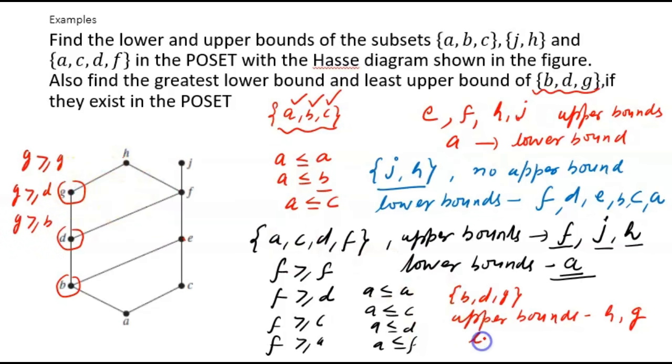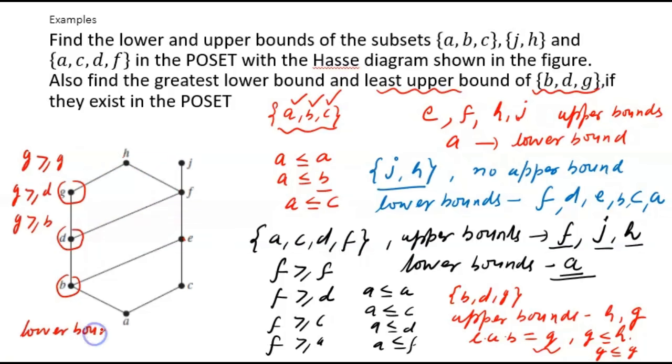Out of these, which one is the least? The least upper bound is G, because G is less than or equal to H and G is also less than or equal to G. So the least upper bound, that is what they were asking in this question, for B, D, and G is equal to G. And what are the lower bounds? Here again students will make a mistake.